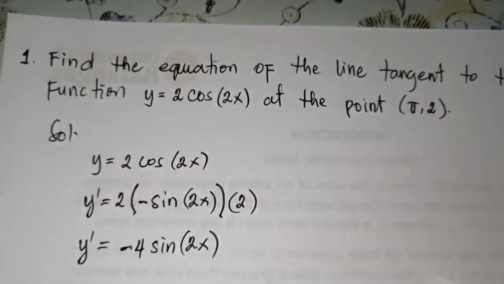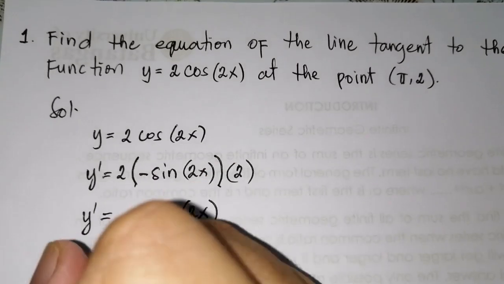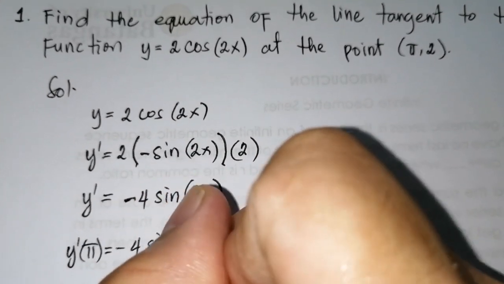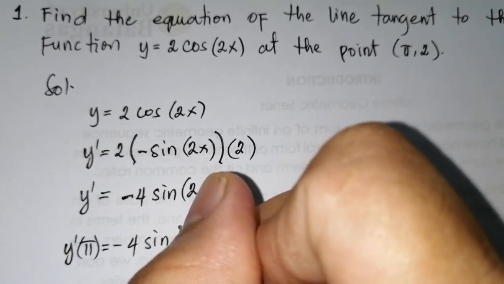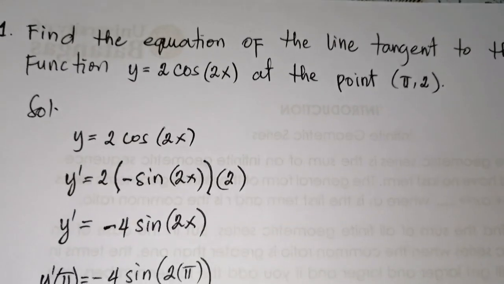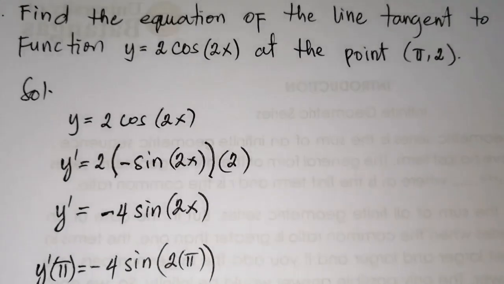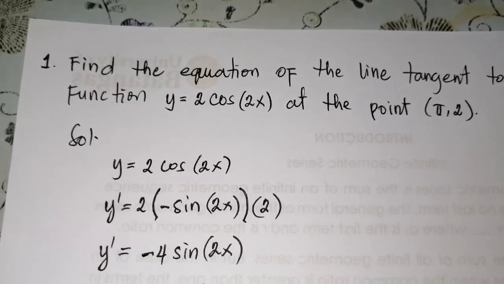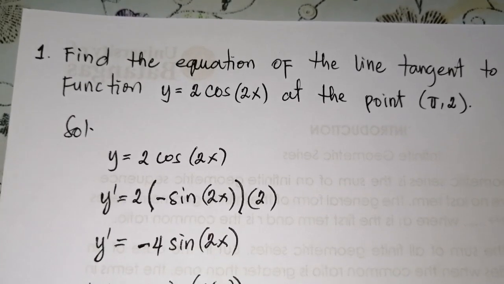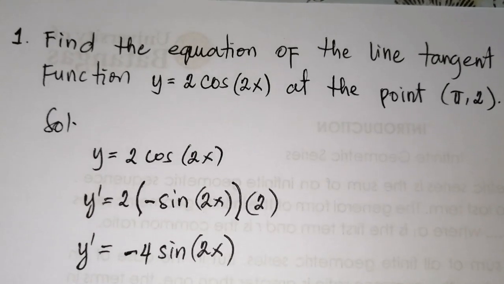Now we are asked to find the equation of the tangent line at this point, pi over 2. Now just plug in the value of x, which is pi. So y prime of pi would be negative 4 times sine of 2 times pi. Okay? So since sine 2 pi is 0, so this would be 0 times negative 4, which is 0. So y prime of pi is equal to 0. So what does it mean? It means that our slope is 0.